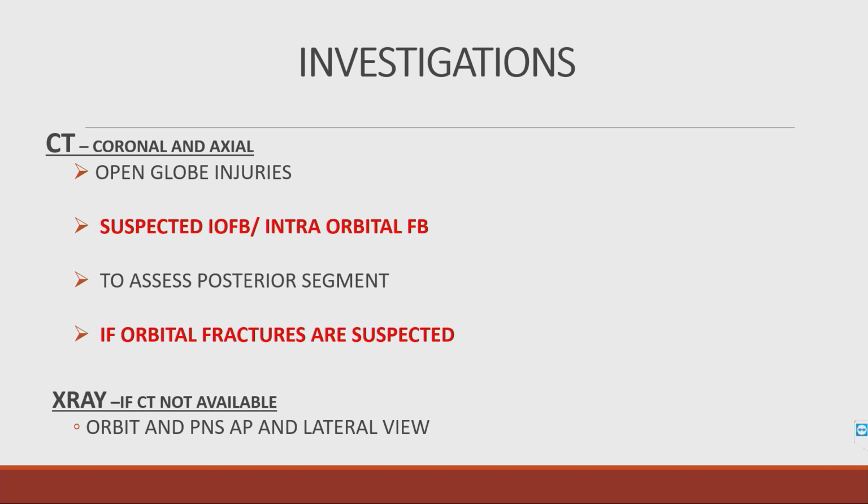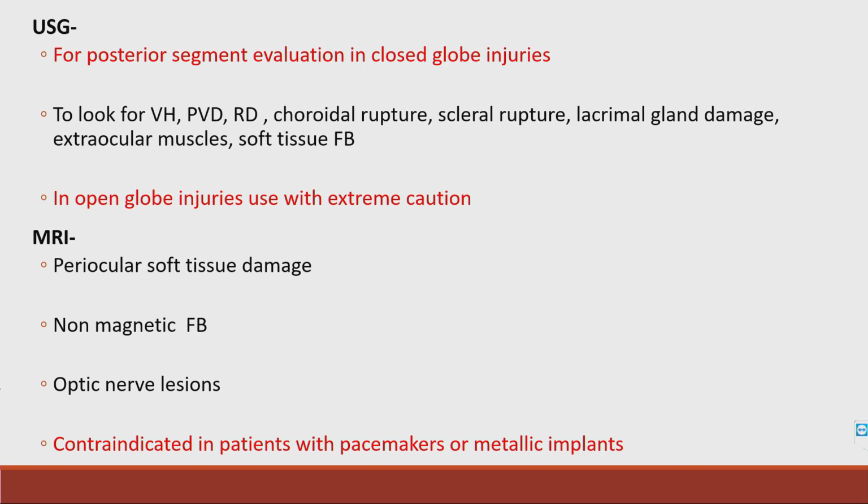Regarding investigations, CT scan, both coronal and axial views, is taken in case of suspected intraocular foreign body or intraorbital foreign body, or if you suspect orbital fractures. If CT is not available, go for X-ray. Ultrasound B scan for posterior segment evaluation in closed globe injuries. In open globe injuries, use with extreme caution. MRI has a very limited role and is contraindicated in patients with pacemakers or metallic implants.